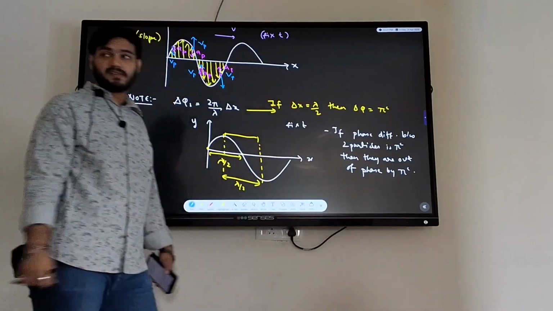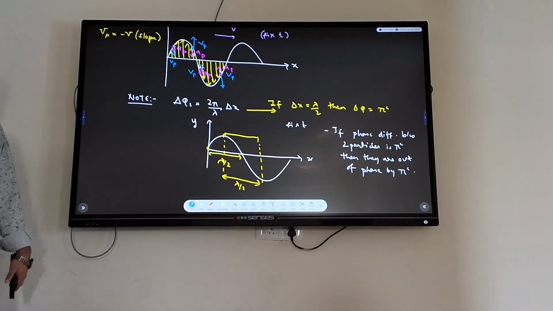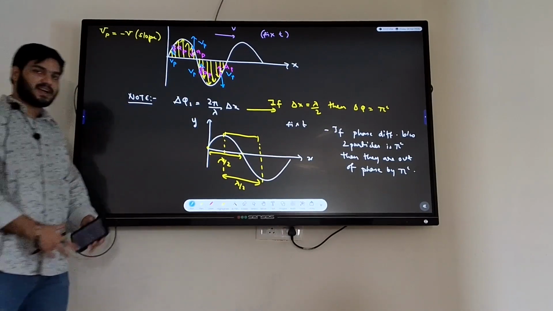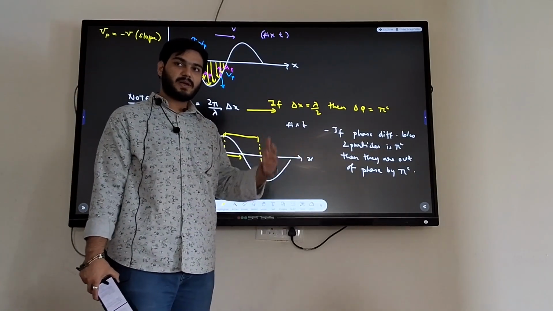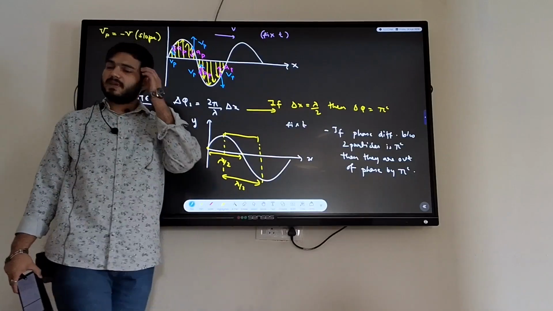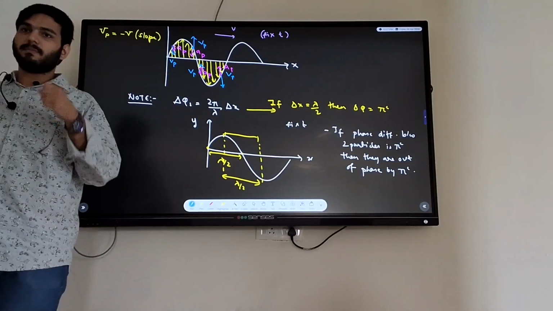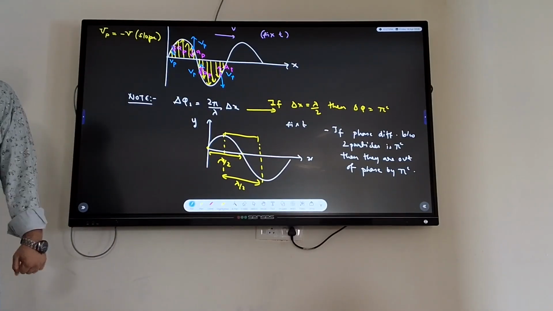Actually, if you have a phase difference of pi by 2 or pi by 4, they are still out of phase, but by that much angle. If it is pi by 4, then they will be out of phase by pi by 4 radians. When will they be in phase? What do you mean by in phase? When the phase difference is zero.